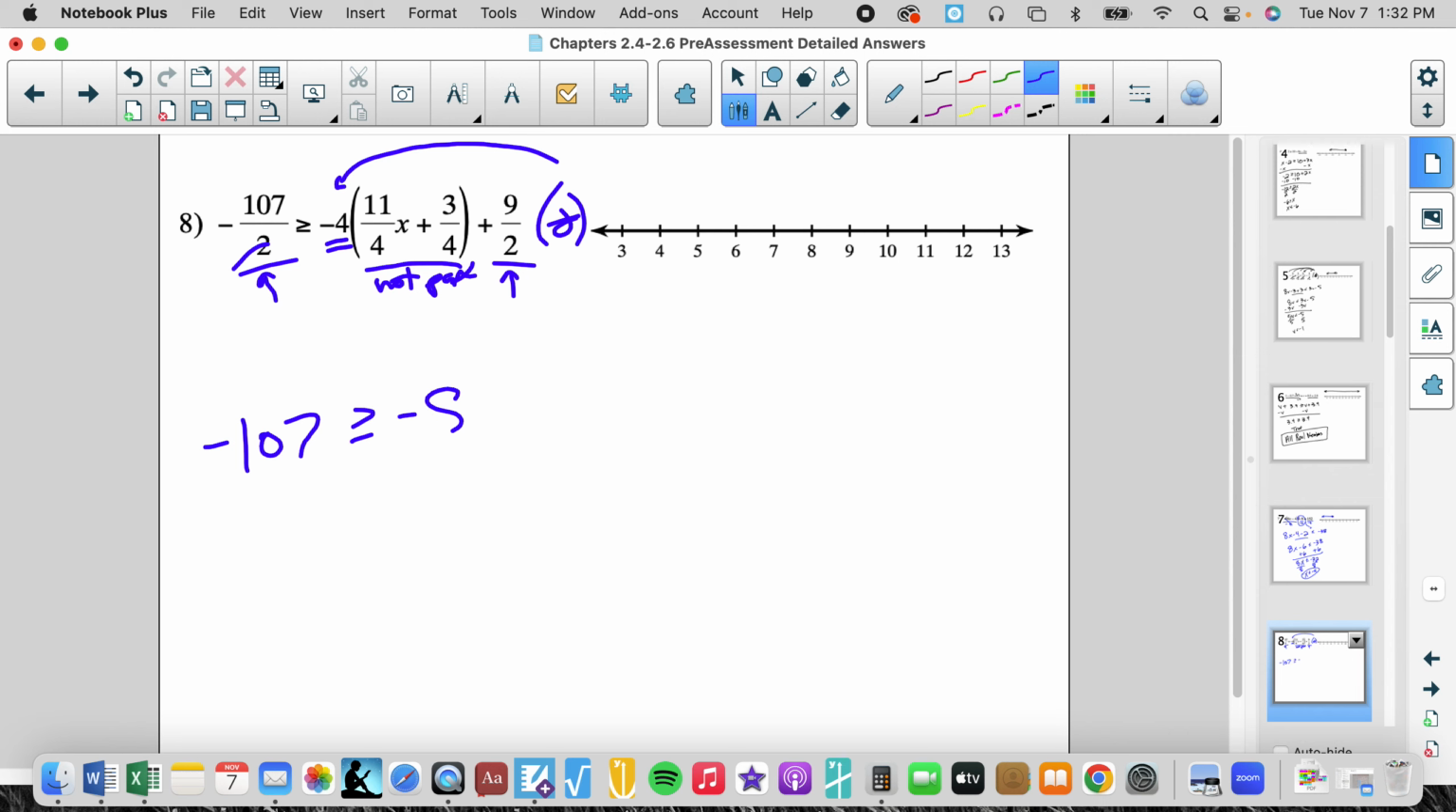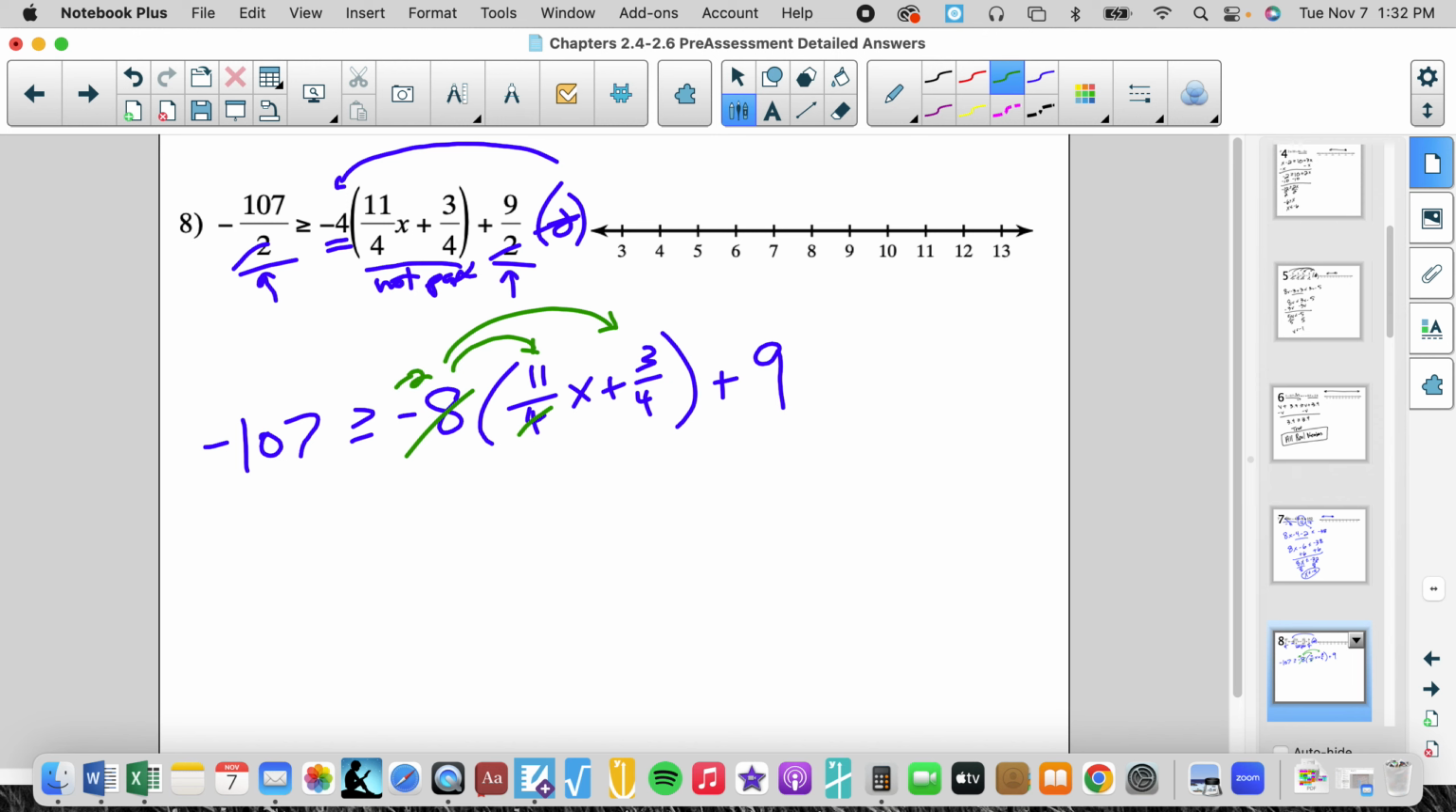is negative 8 parentheses 11 fourths x plus 3 fourths, and then these two cancel to plus 9. Well, Mr. Mack, I didn't get rid of the fractions. Well, I got rid of some of them. And we don't have to worry about these because we're going to distribute. And when we distribute that 8, this denominator and numerator are actually going to work to our advantage.